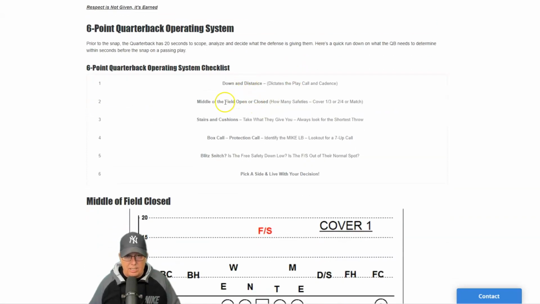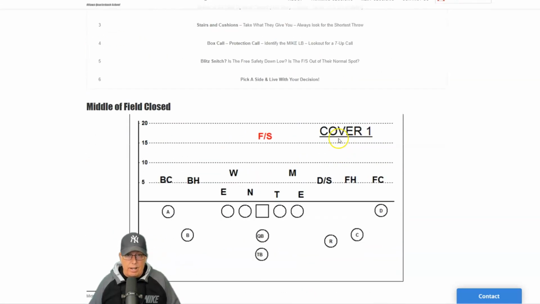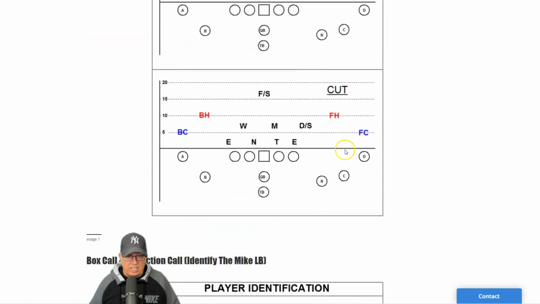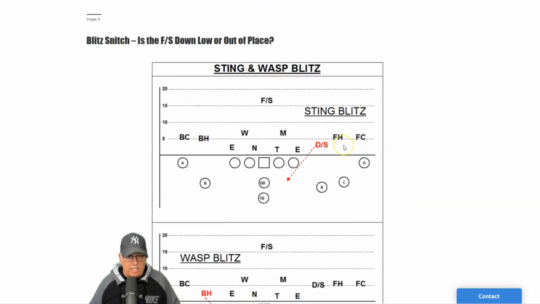So we got down and distance, is the middle of the field open or closed, stairs and cushions. I made a box call, protection call. Do I have a 7-up? And then number 5 on the checklist is called my blitz snitch, right? Do I have a blitz snitch? And what does that mean?